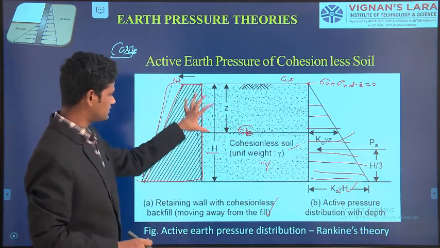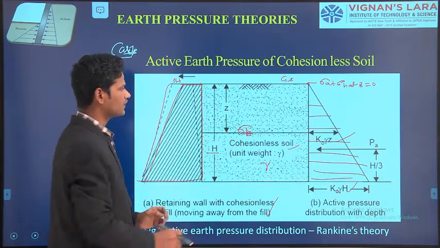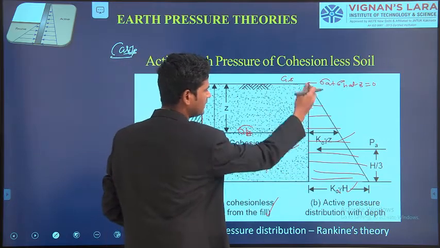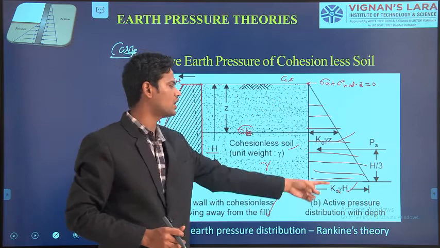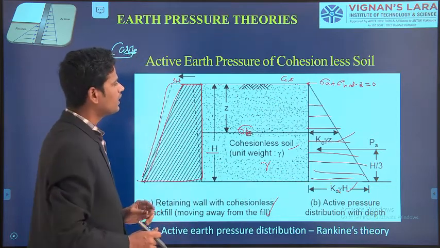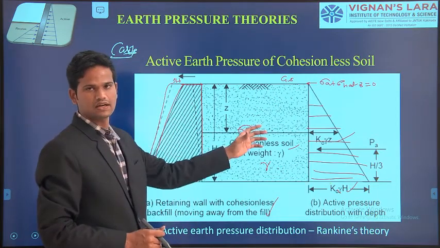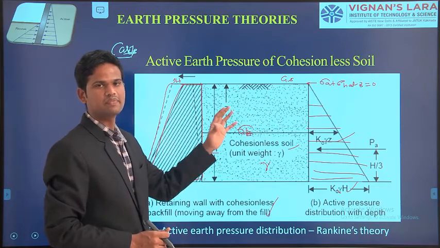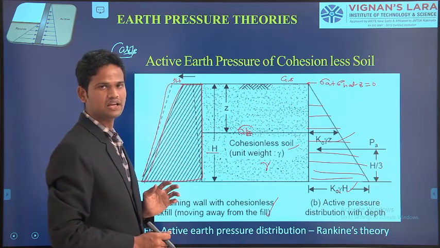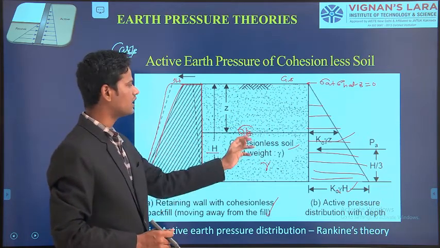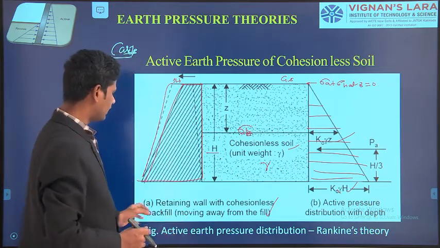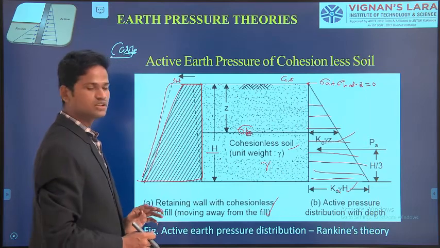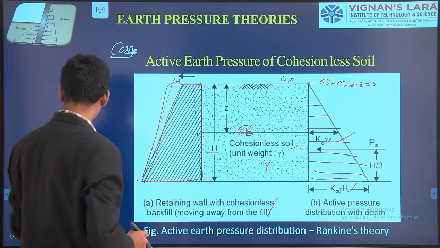If you see here, this is the total height of the wall, and this is how the lateral earth pressure varies from the top of the wall to the bottom of the wall. At a particular depth, the horizontal pressure will be equal to the vertical effective pressure times the coefficient of active earth pressure. And this is the active earth pressure distribution for Rankine's theory.